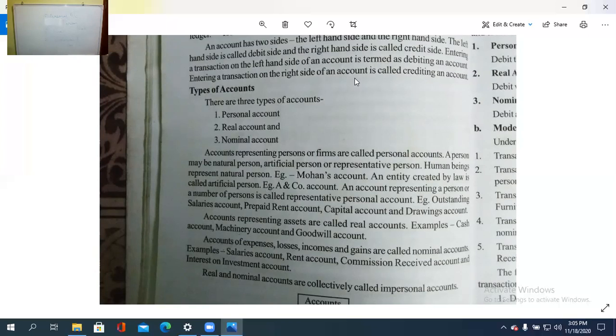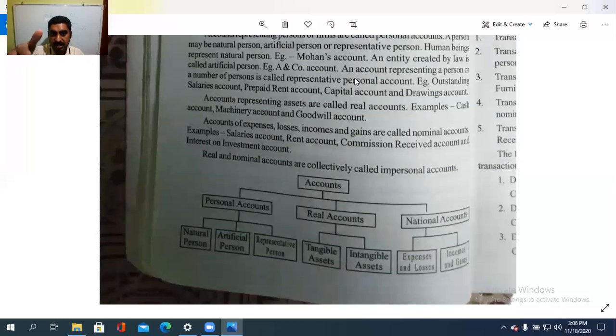I am not going fast, so I'm going to wind up the session. Before that, just have a look at this. Real and nominal accounts are collectively called impersonal accounts. Personal account means relating to a person, real account means relating to assets, nominal account means relating to expenses or income.